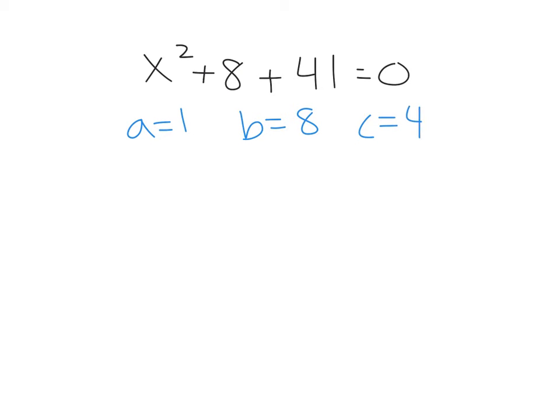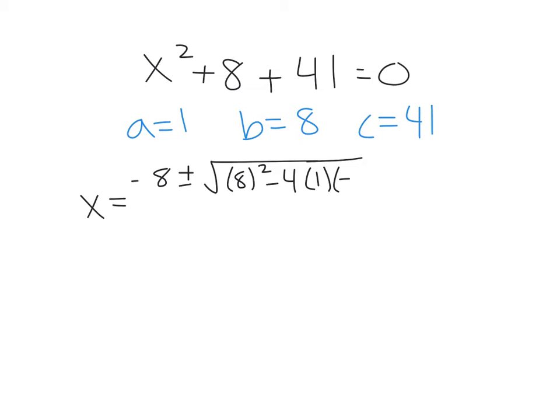If I have x squared plus 8x plus 41 equals 0, let's find my a, my b, and my c. A is 1, b is 8, and c is 41. When we put all this together, we have x equal to my negative b, so negative 8, plus or minus the square root of b squared, which is 8 squared, minus 4ac, which is 1 times positive 41. This will be divided by 2 times 1.